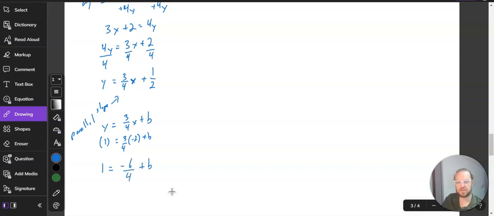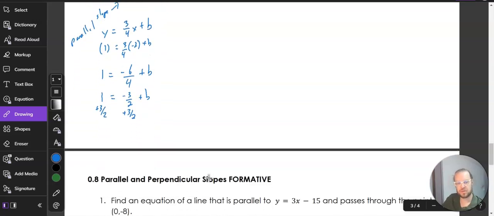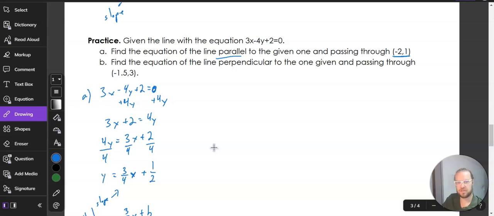I usually like to simplify this first, but if we don't, we can just simplify it after. So 6/4 is 3/2. Then, of course, we add that to both sides. And so we're going to get that b is equal to 1 + 3/2. That's the same as 2/2 + 3/2, which means that b is going to be 5/2. All right, so for A, the equation of our line that's parallel is going to be y equals, what was our slope? 3/4 x + 5/2.